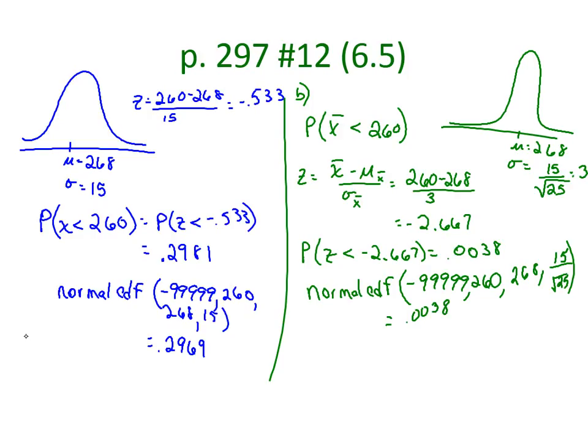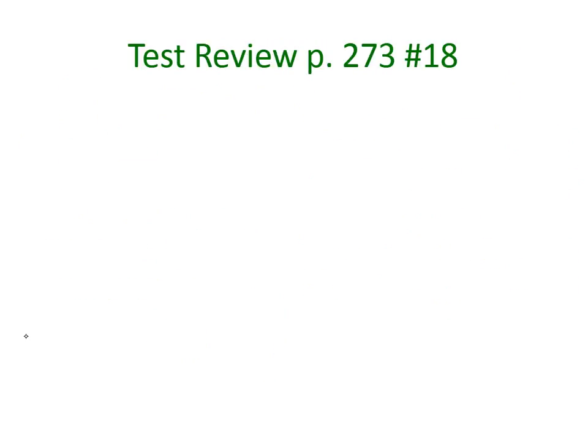One thing we haven't done yet, and I want to mention for a review, if we look at number 18 on page 273, and this kind of is a quick review of a lot of the stuff we've already done. Find the first quartile, which is Q1, which is the IQ score separating the bottom 25% from the top 75%. And we're assuming that IQs have a mean of 100 and a standard deviation of 15 for this problem.